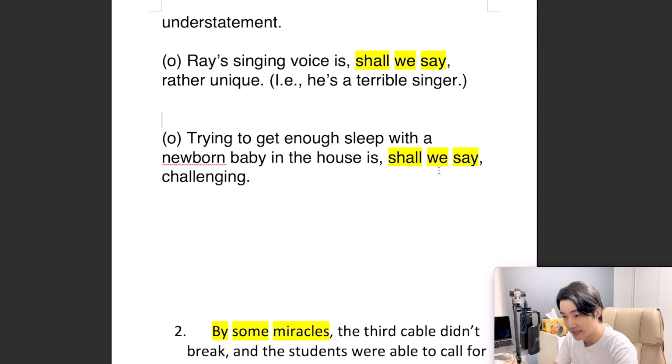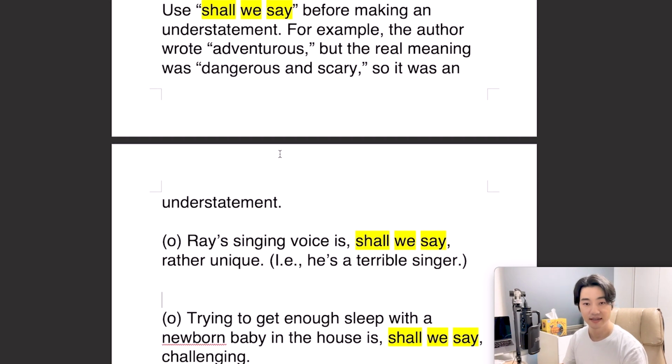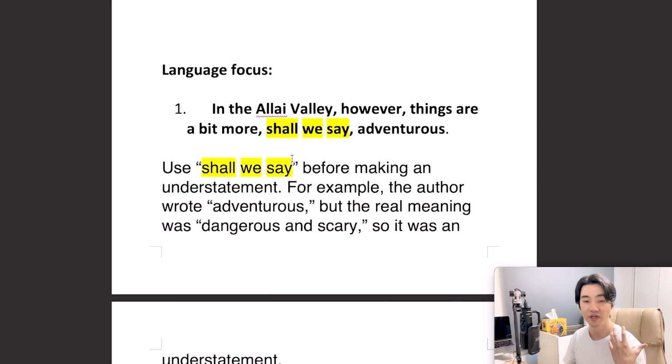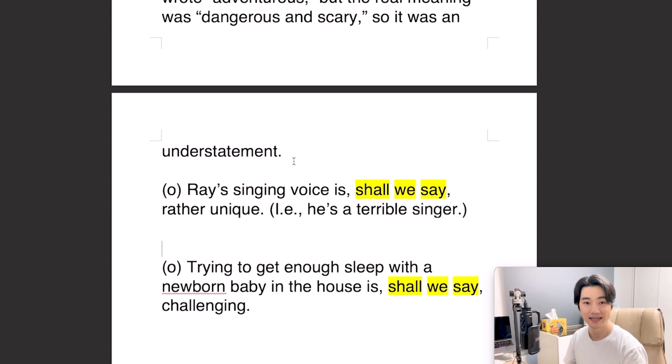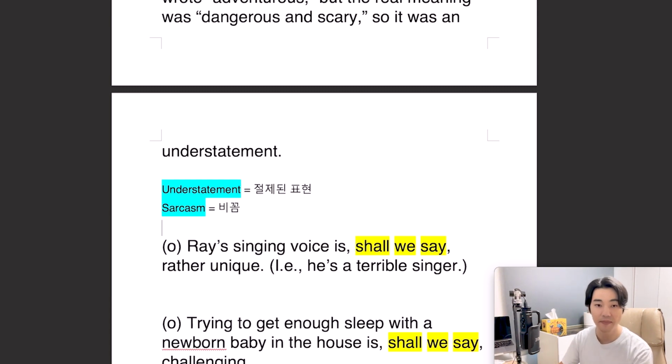Okay, but, 하지만 현실적으로 갓 태어난 아기를 집안에 두고 충분한 수면을 취하는 것은 매우 어렵습니다. So, in this situation, it's challenging, that's true. But in reality, 현실에, it's extremely difficult. So, there is an understatement. And a little bit of sarcasm as well. So, yes, "shall we say" is used in terms of being a little bit sarcastic, a little bit of an understatement. Let me just put this in here for you to remember.